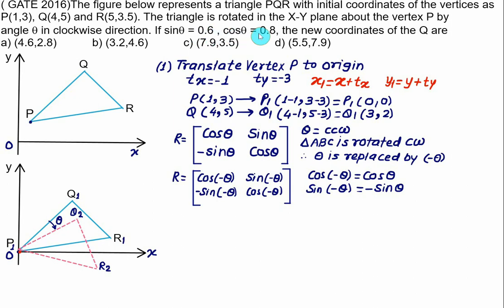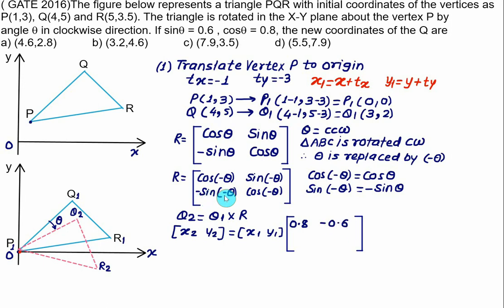Sin theta is equal to 0.6 and cos theta is equal to 0.8, and since we are interested in Q, this position of Q2 we can calculate as Q2 equal to Q1 multiplied by the rotation matrix R. Q2 will be equal to x2, y2, Q1 is equal to x1, y1, and the rotation matrix has cos of minus theta, which is cos theta, which is 0.8. Sine of minus theta is minus sine theta, which is minus 0.6.